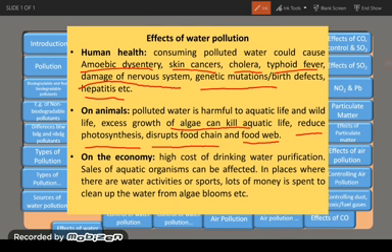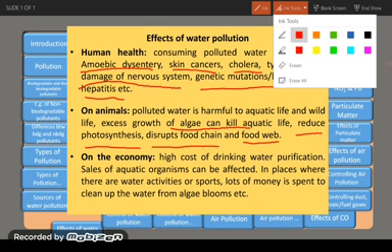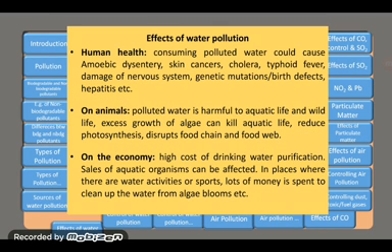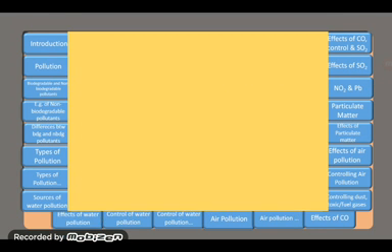Then sales of aquatic organisms can be affected too. Once those organisms are being affected by water pollutants, they can develop diseases, and this will make such organisms unsuitable for sale. Then in places where there are water activities or sports, a lot of money is spent to clean up the water from algae blooms and so on and so forth. So all these are the various adverse effects of water pollution on humans, animals, and on the economy.